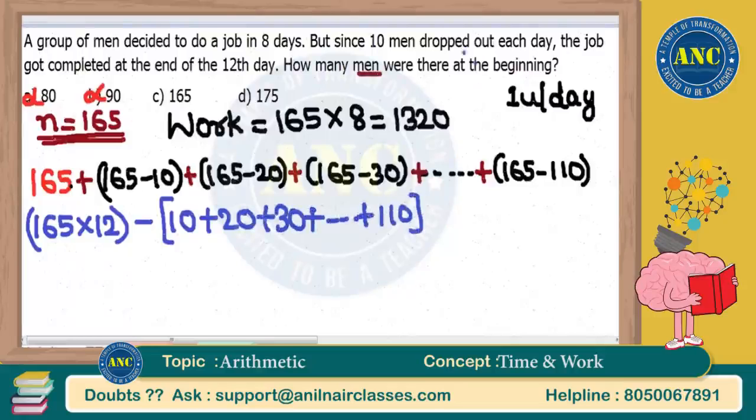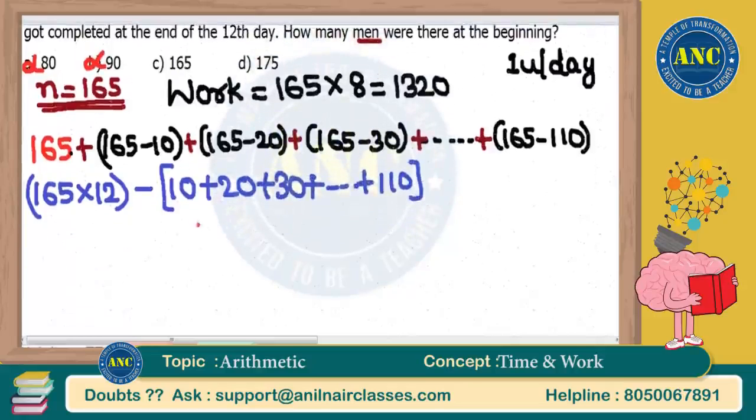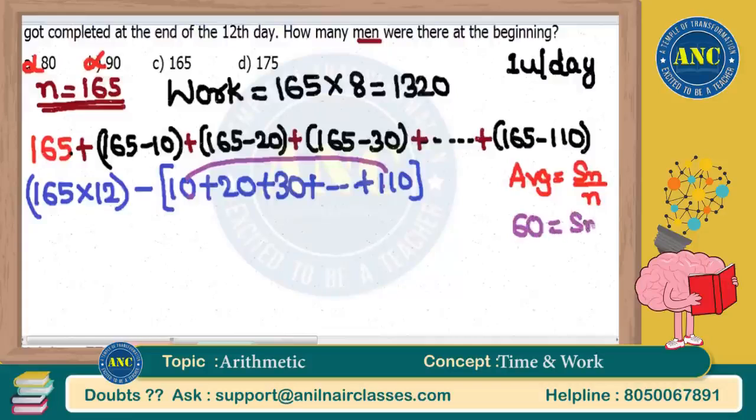Now let us use a little smarter approach. Think logically. Instead of adding this using the sum of n terms in an arithmetic progression, we know that average is nothing but sum divided by the total number of terms. And the average in an arithmetic progression, as I discussed in the averages topic, is first term plus last term divided by 2. 10 plus 110 is 120, 120 by 2, average is 60. So the sum is 60 into 11, since totally 11 terms are there, that is 660. So it is 165 into 12 minus 660.